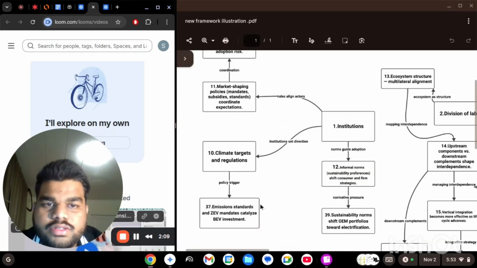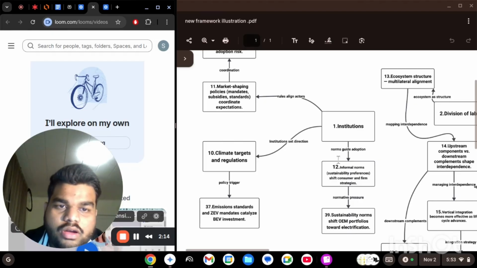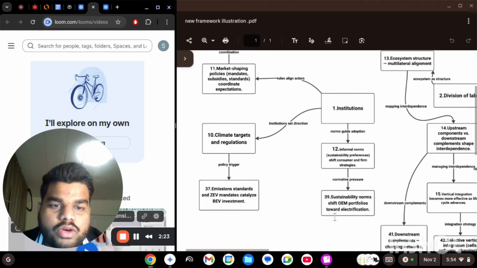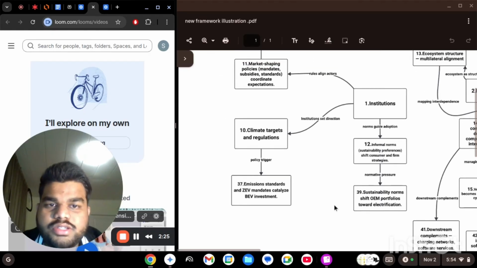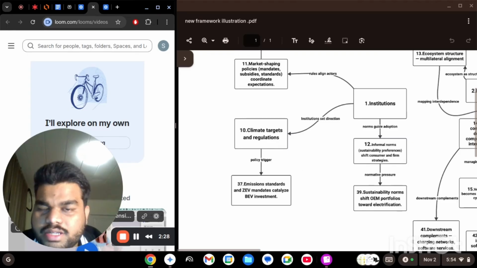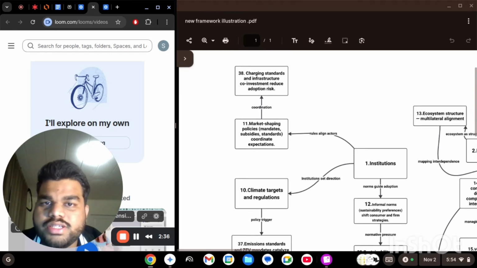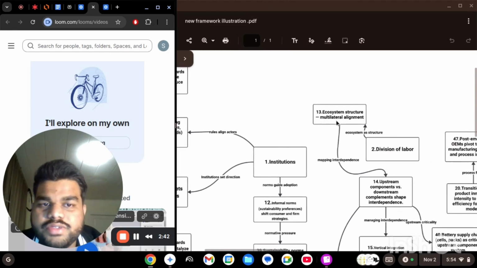So these are the 9 frameworks, 9 concepts, which I have chosen. First one is institution. In institution, we have informal norms that guide and shift consumer frames and strategies. This has sustainability norms and shifts OEM portfolios towards electrification. This institution sets directions such as climate targets and regulations. This policy triggers emission standards, and these rules align actors, like market shaping policies, with coordination on charging stations and infrastructure, and co-development reduces cost.